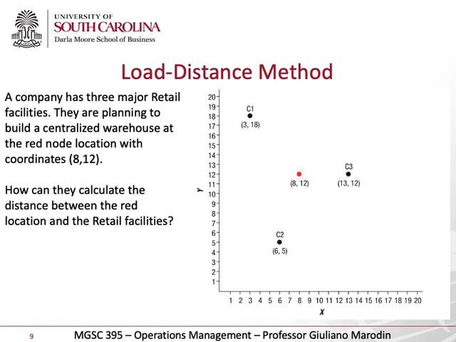So imagine that you have, for example, 3 major retail facilities. We have C1 that we supply to, we have C2 that we supply to, and we have C3 that we supply to, right? And here the red one is where I'm planning to build a centralized location. First, I'm going to tell you how to calculate the distance between those points. Here we have in the table X and Y axis, but you can think about longitude and latitude.